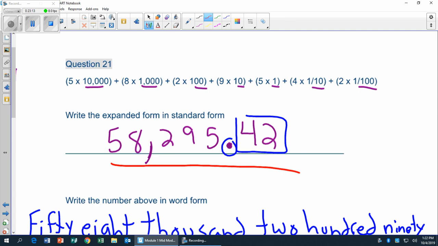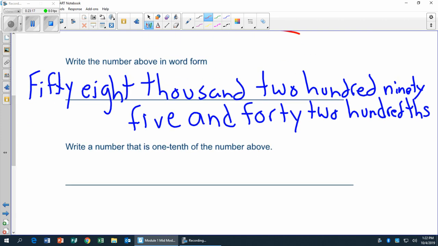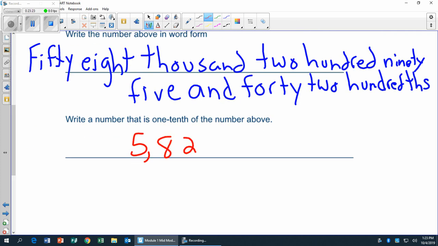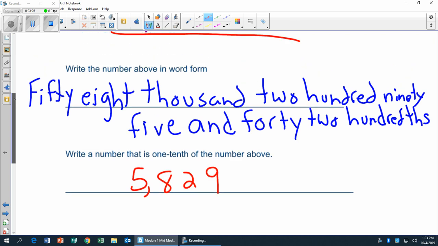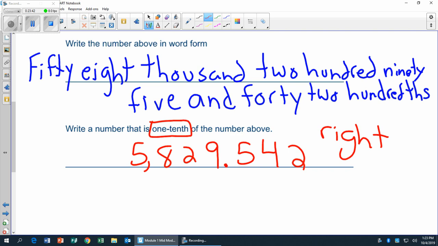So since it's 58,000, we're going to go down here and we're going to just write 5,000. We're going to shift over the 8, the 2, the 9, 5, the 4, and the 2. We shifted everything over one spot because 1/10 means we want it to be smaller. So shifted everything to the right one spot. And that is our mid-module review.